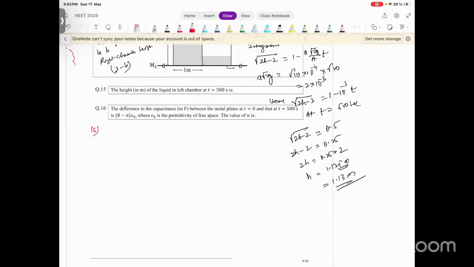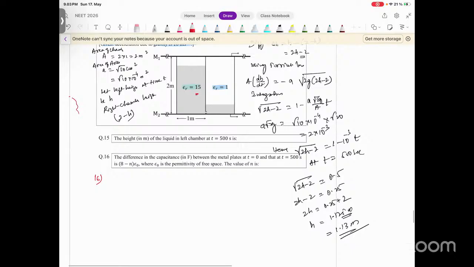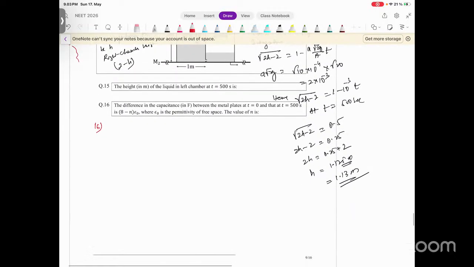The difference in the capacitance at t equals 500 seconds is 8 minus n epsilon naught. The dielectric constant is given as 15, and the other side is air. That means capacitance C naught equals epsilon naught into A divided by d. I need to apply the dielectric also, so into (15 plus 1) divided by 2. This is coming out to 8 times epsilon naught.